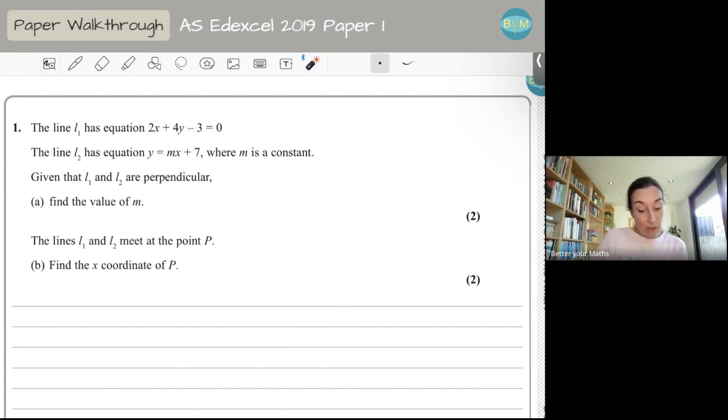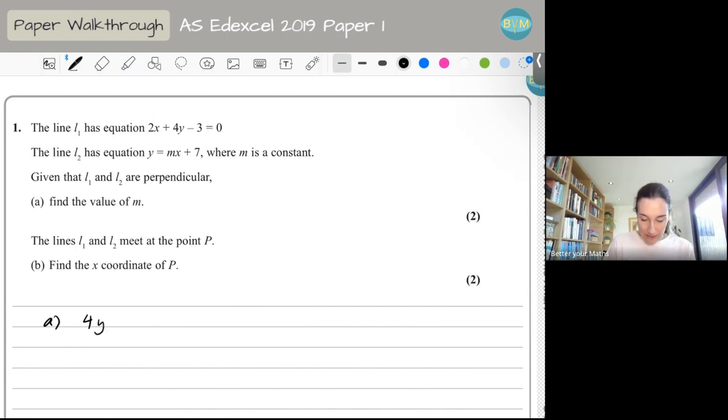So we are able to find the gradient of this one. The other one is going to be the negative reciprocal. So please try to find the gradient of that line. I know you are going to be faster than me. So I'm going to make y the subject.